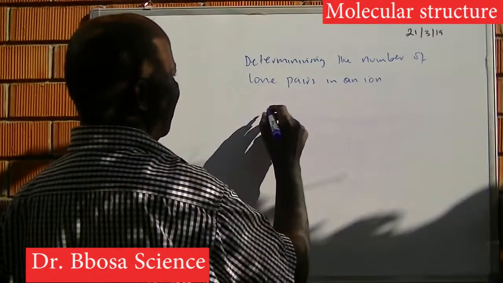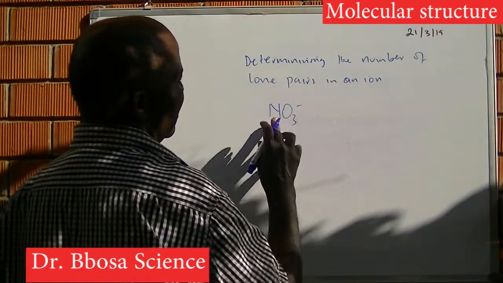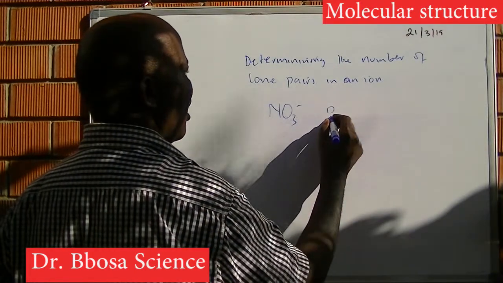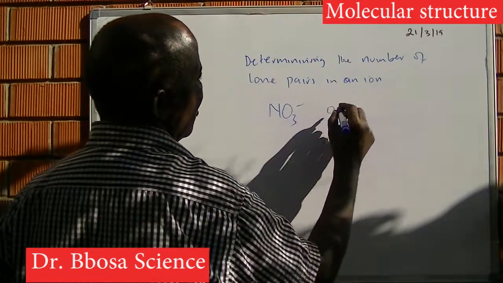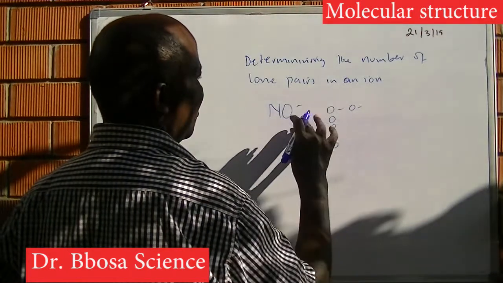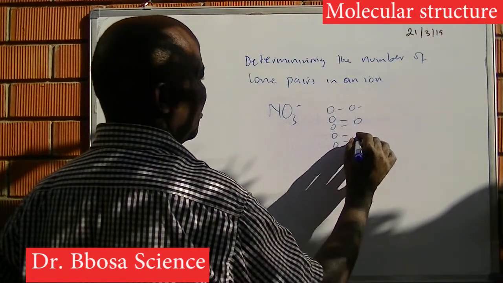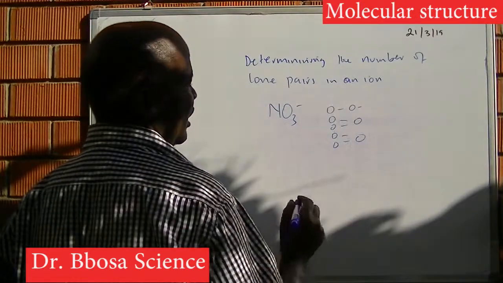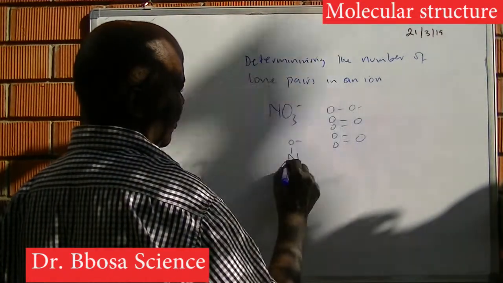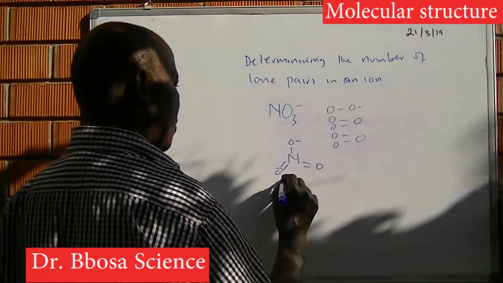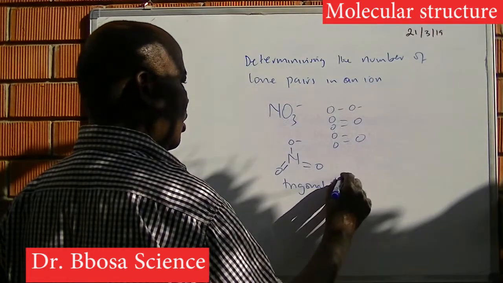Then in nitrate, you can give so many examples. Nitrogen is in group 5, so you have 1, 2, 3, 4, 5 electrons. One oxygen will bond with one electron and you have a negative charge. The other 2 oxygens will not have a negative charge, so will bond with 2 electrons each. So nitrate will have, which is trigonal planar.